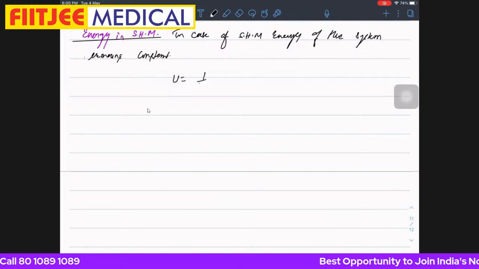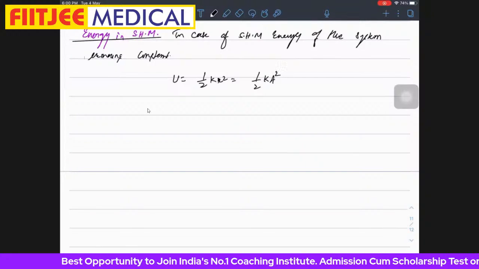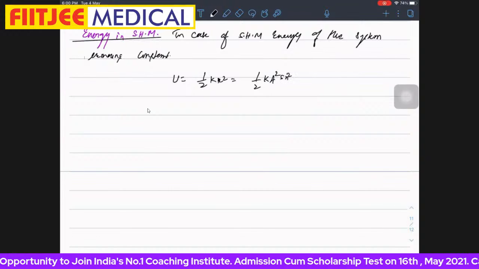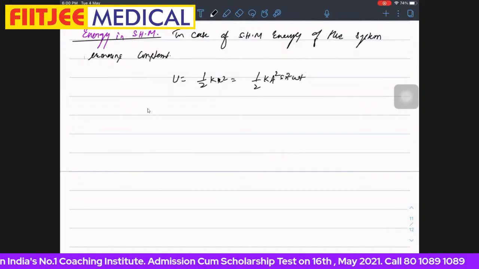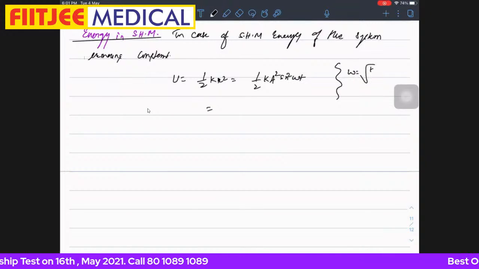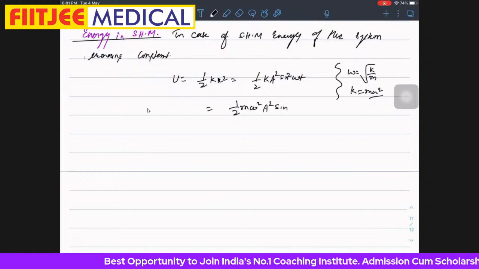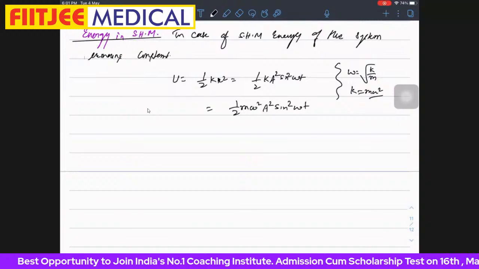So what is the potential energy? Half kx square. So x equals a sin omega t, so half k a square sin square omega t. Omega equals root under k by m, so k I can write as m omega square. So half m omega square a square sin square omega t. I have taken the phase constant here as 0, that's why I'm not writing the term delta.